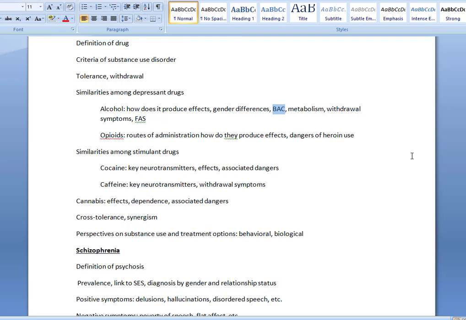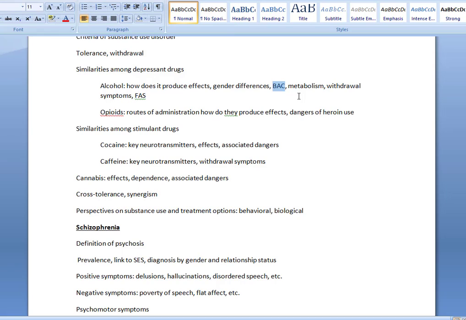Because you take alcohol in orally, you consume alcohol, it has to go through your digestive system. So because of that, it's not an exact science as far as how much you drink and how it impacts you. It depends on what's in your stomach, that kind of thing. It will be eventually metabolized by your liver.